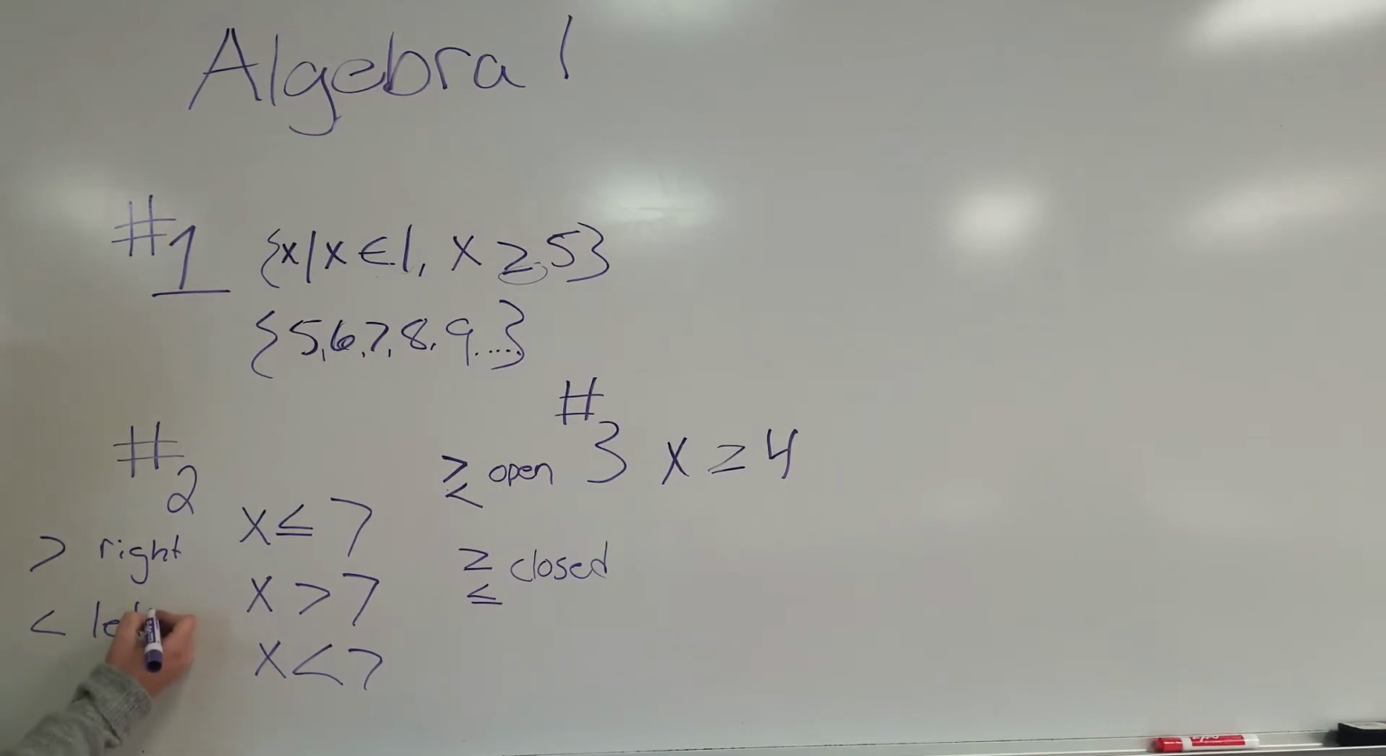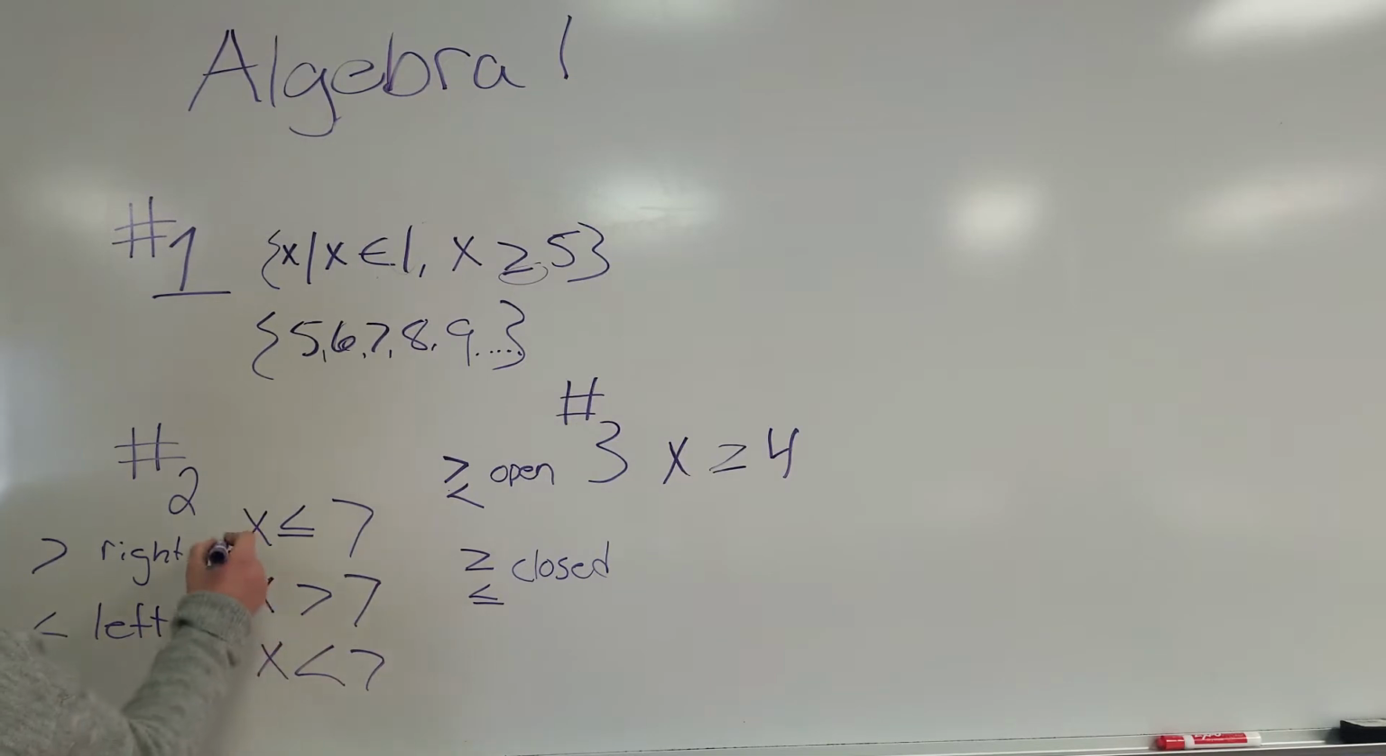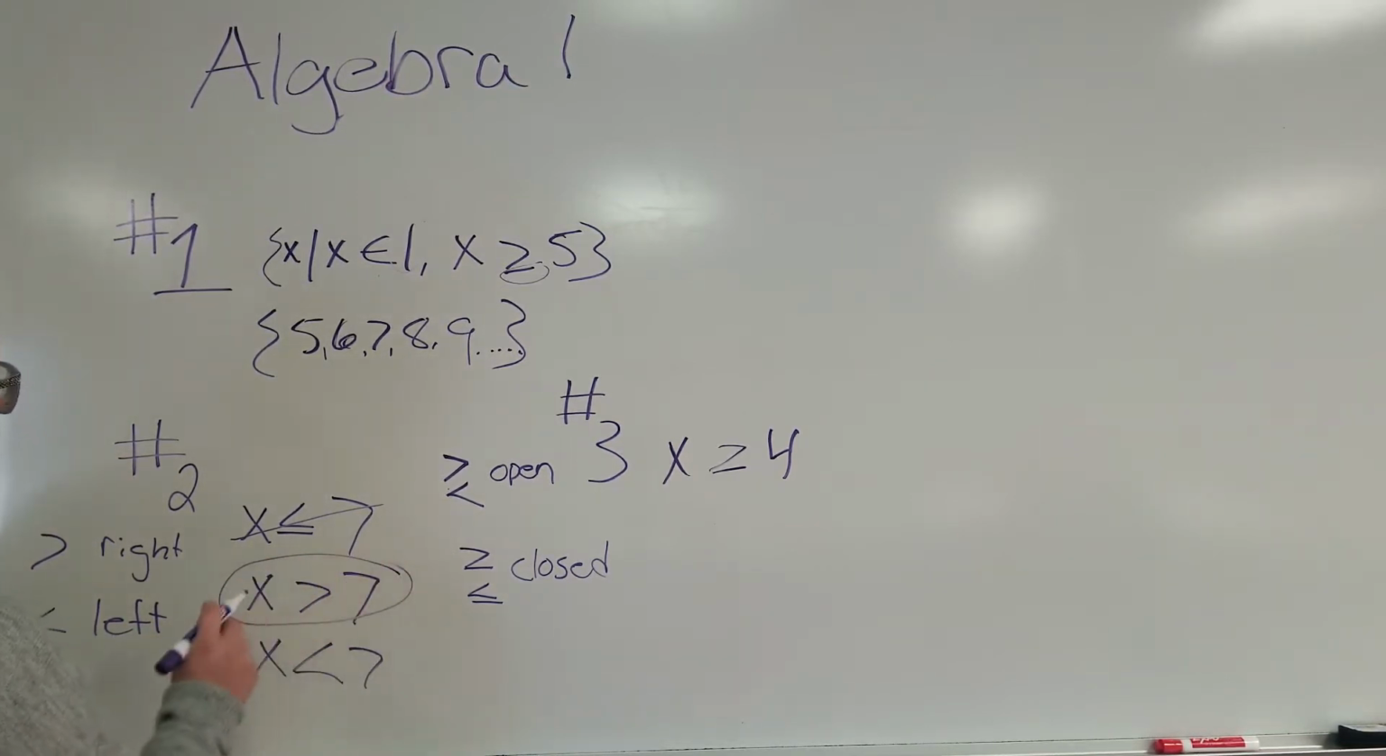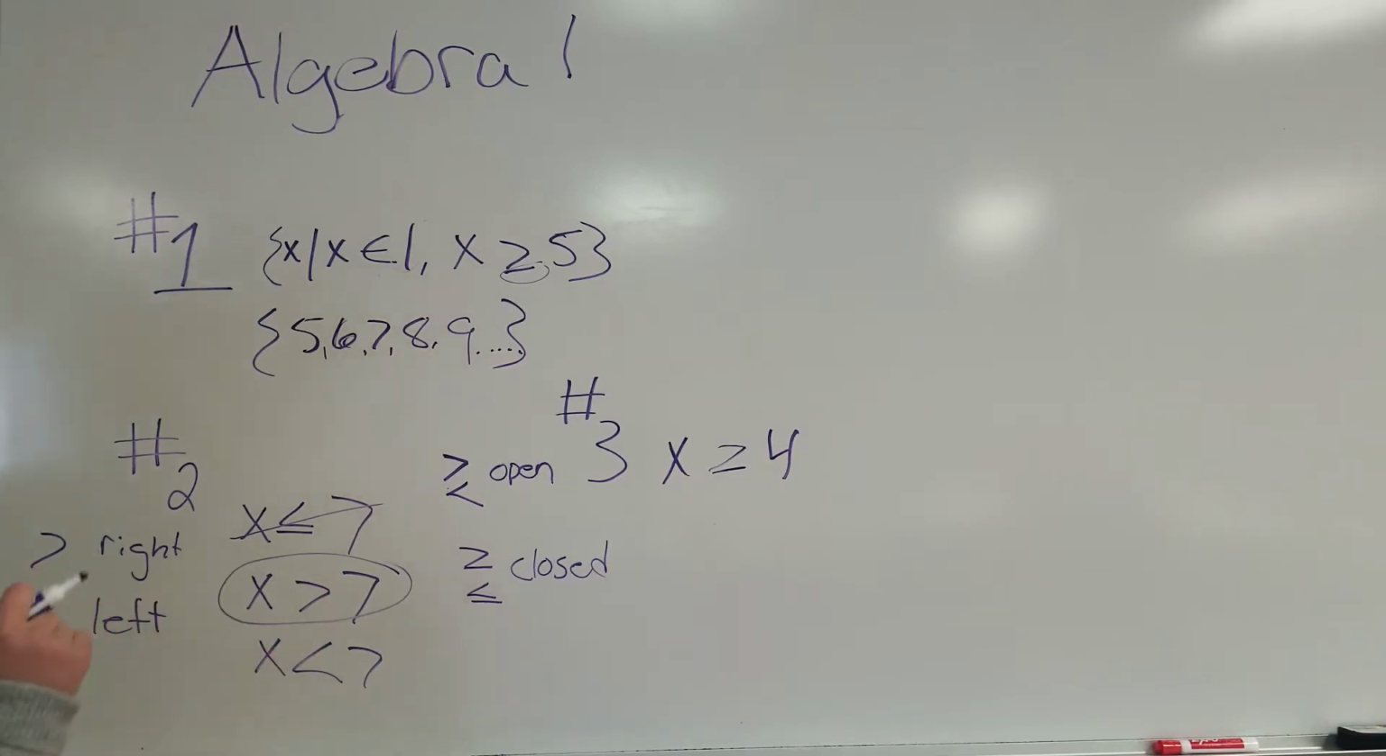So they're looking for an open circle. So that means it has to be greater than or less than. That takes that option out. And then it says shaded, pointed right on the number line. So x has to be greater than 7. So this is the one we're looking for. Open circle and shaded to the right.